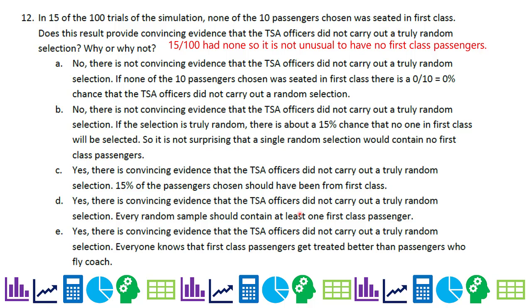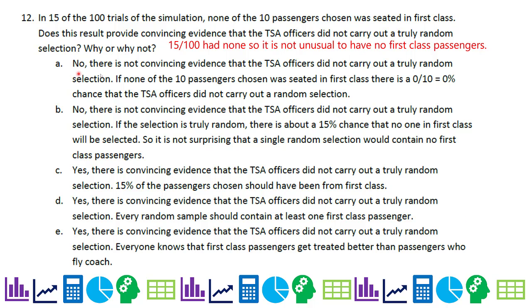Our assumption is that it's truly random, that first class passengers weren't preferentially not pooled, right? That you weren't more likely to get picked if you were in coach. So based on these simulations where everyone was equally likely, we had 15 out of 100 with no first class passengers. 15 out of 100 is 15%, and we do not consider that unusual. So definitely there is not convincing evidence.